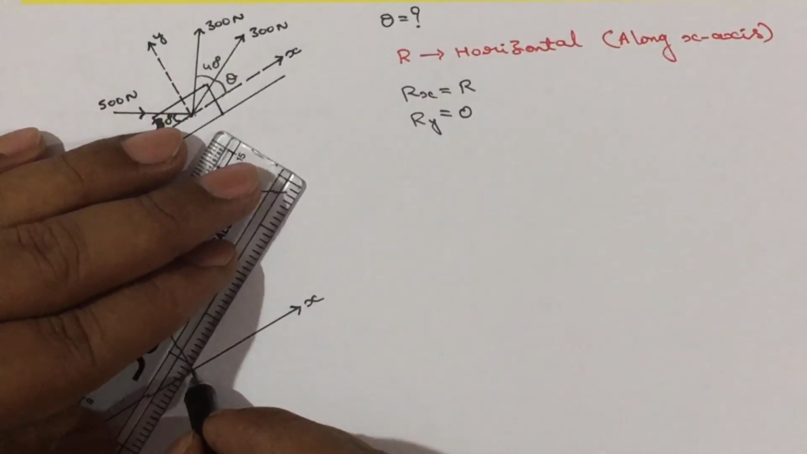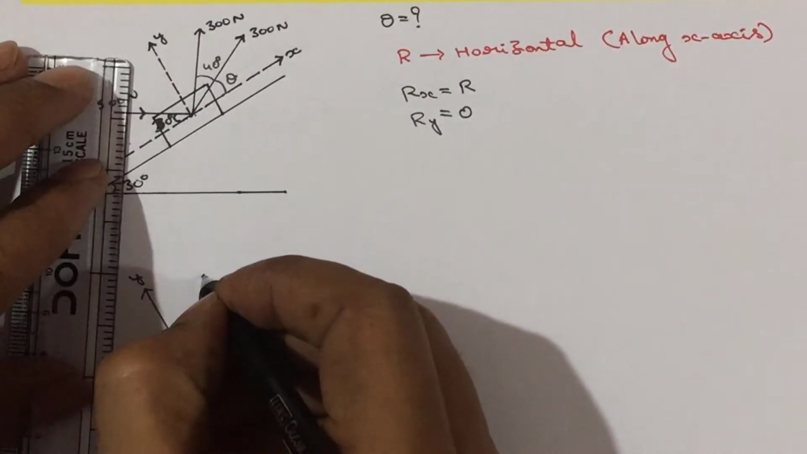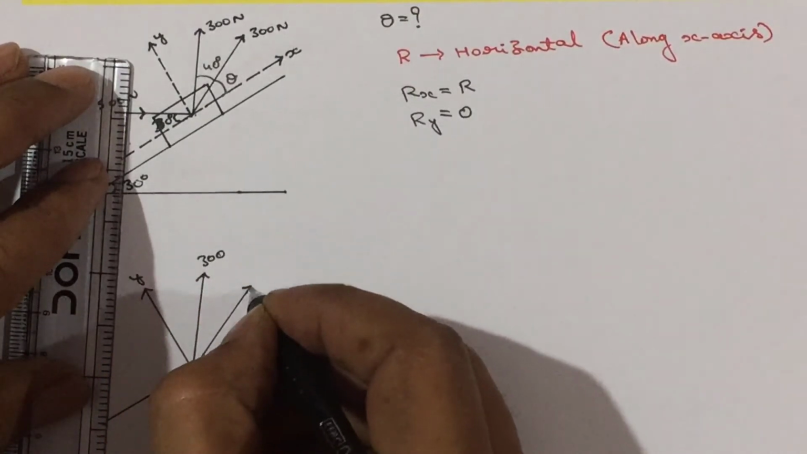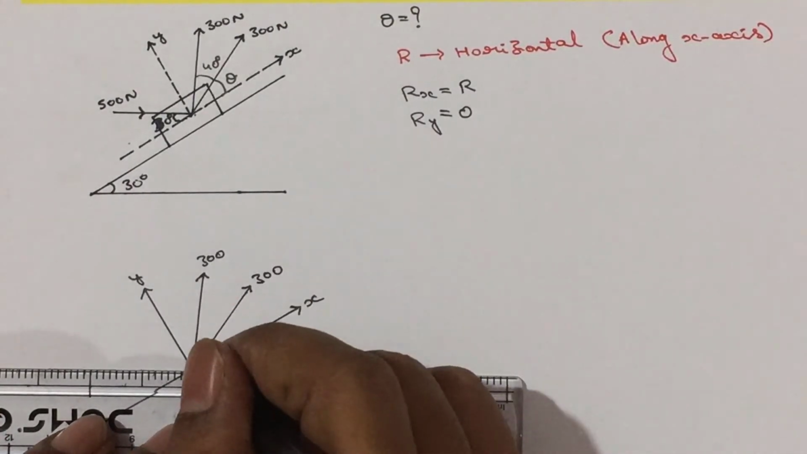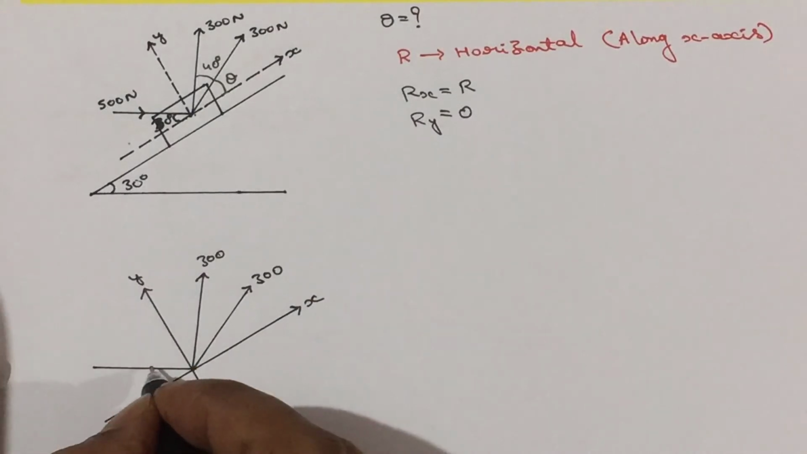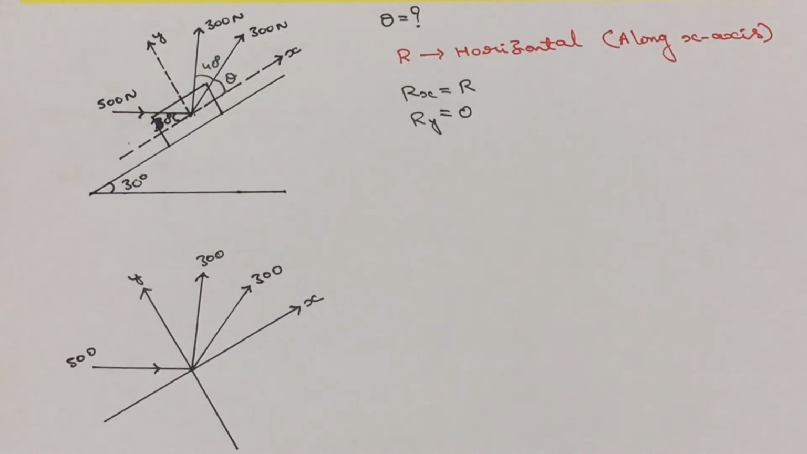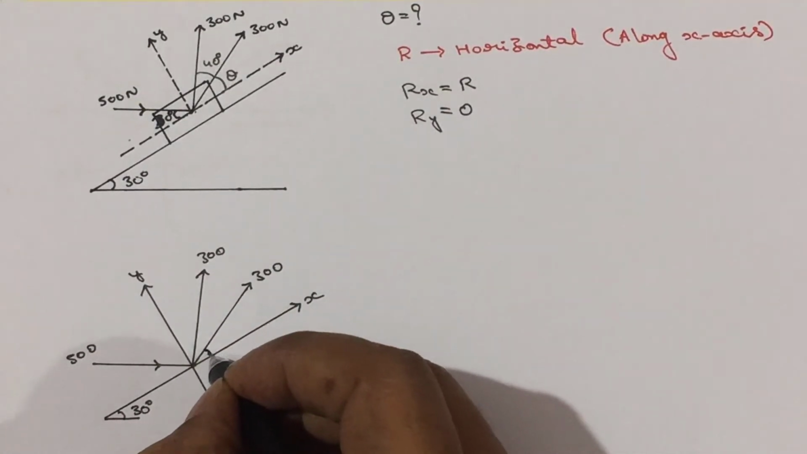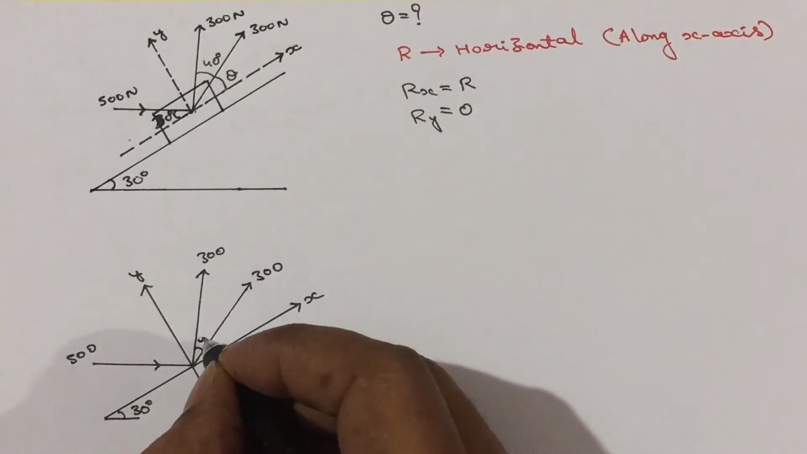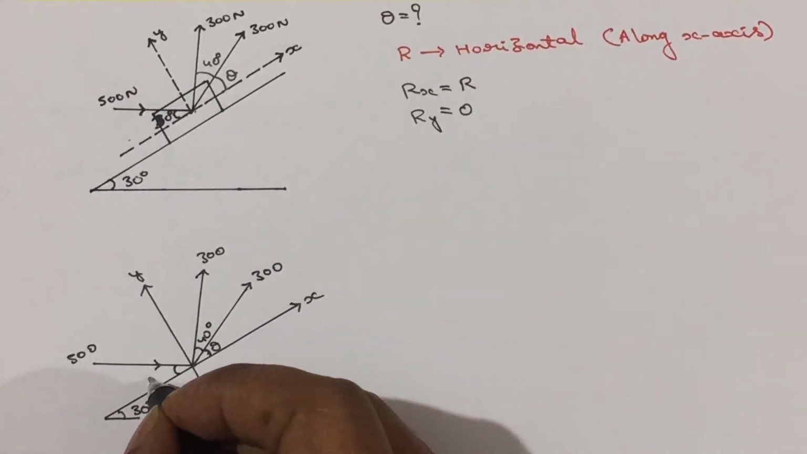So, we will write down the forces. We have 300, here also 300 Newton force, then here we have 500 Newton force. Then this plane is making an angle of 30 degrees with respect to horizontal. Here the angle is theta and this angle is 40 degrees, and this angle is given as 30 degrees.